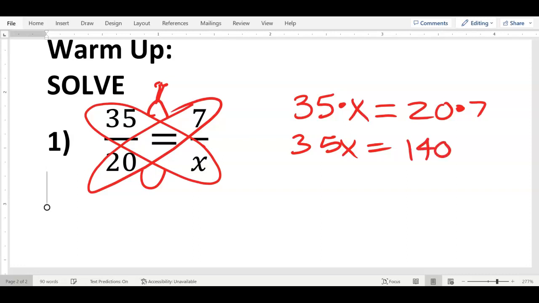Now, last step. How do I get rid of this 35? Okay, so 35 and x are being multiplied, so the opposite is to divide. Whenever you see 35x like this, you know they're being multiplied. The opposite is to divide by 35. What's 140 divided by 35?